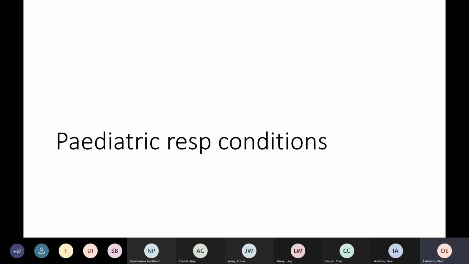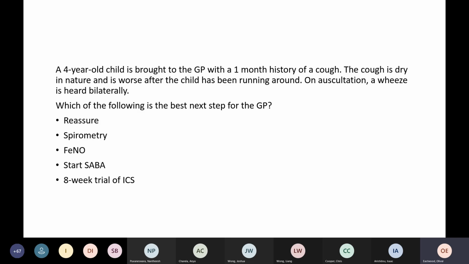We'll move on to the rest of the conditions, and we will start with an SBA.